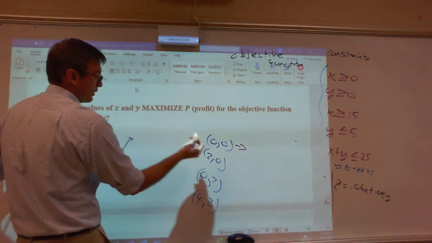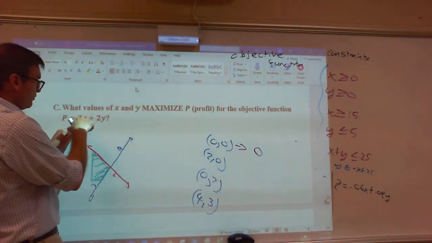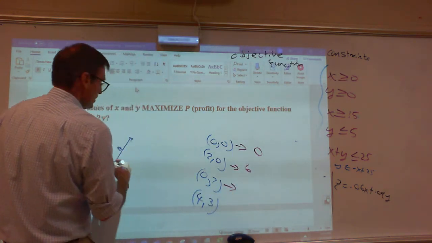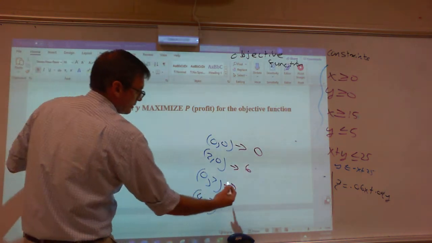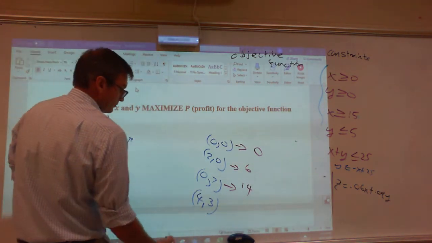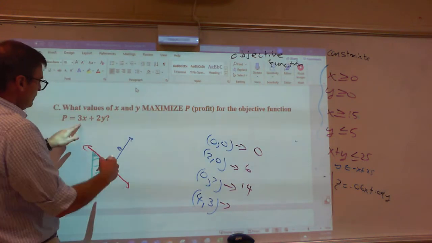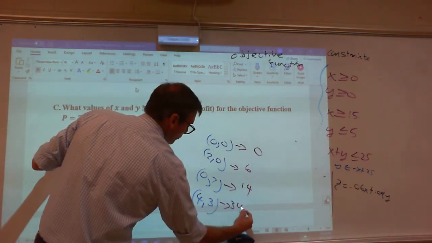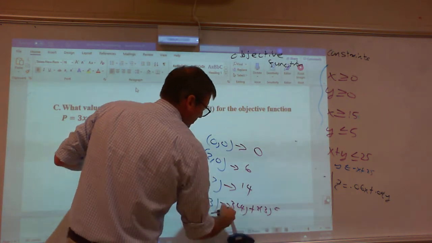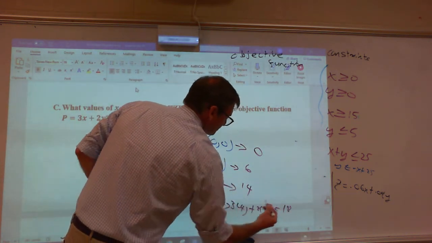So if I plug (0, 0) in, that's going to give me 0. If I plug (2, 0), it's going to give me a 6. If I plug (0, 7), that's going to give me 14. And if I plug (4, 3), let's see, 3 times 4 plus 2 times 3, 12 and 6 gives us 18.